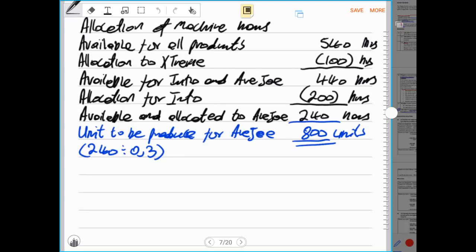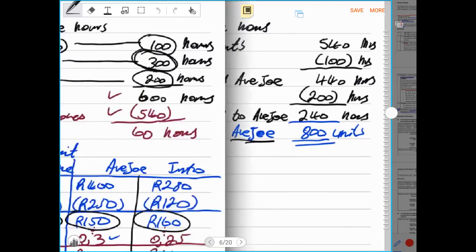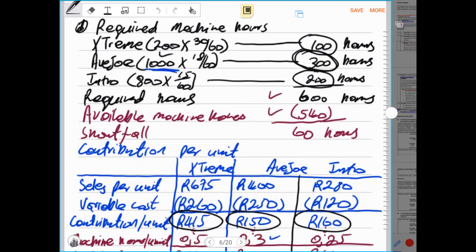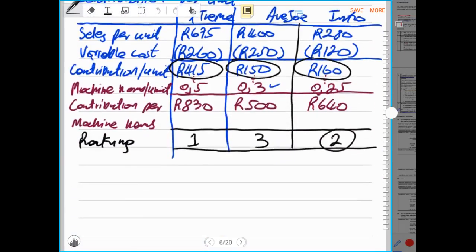product extreme will manufacture all their products, and product intro will manufacture all their products. But as for AVJO, they can only manufacture 800 units. Now from here, we need to multiply the contribution by the demand, which is the number of units that will be manufactured. Then after now, we have to calculate our contribution.